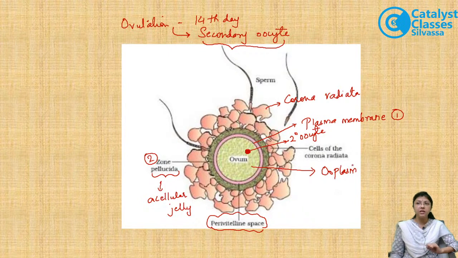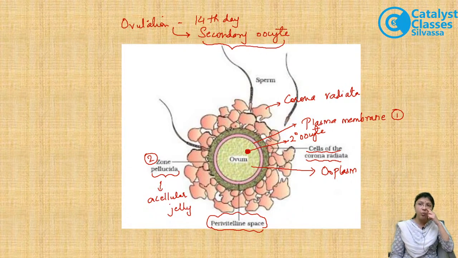Corona radiata. You can see here, it is mentioned here also, cells of corona radiata. That is the outermost layer of cells which is surrounding the ovum. To be exact, it is not an ovum yet, it is yet to divide by second meiotic division, and that is just the secondary oocyte.